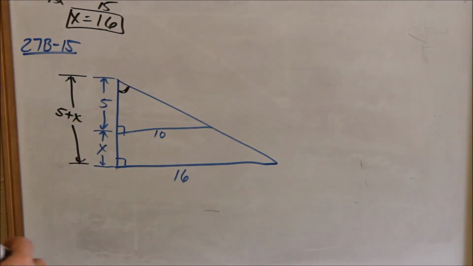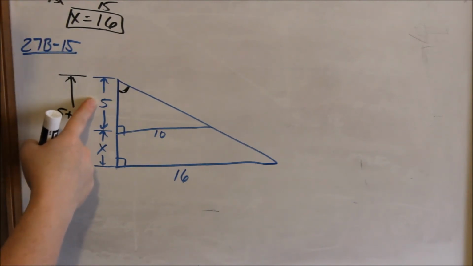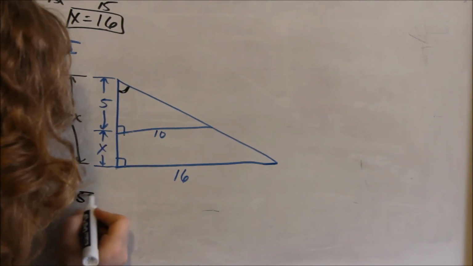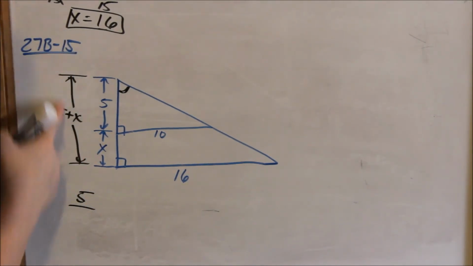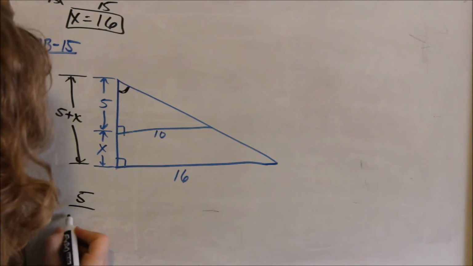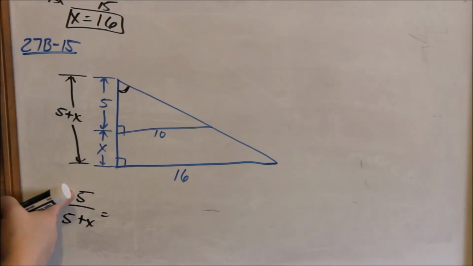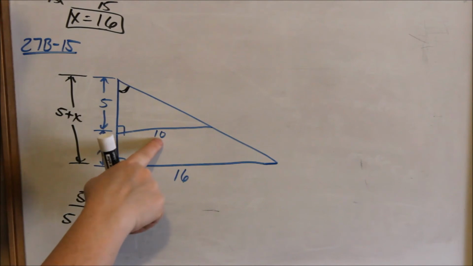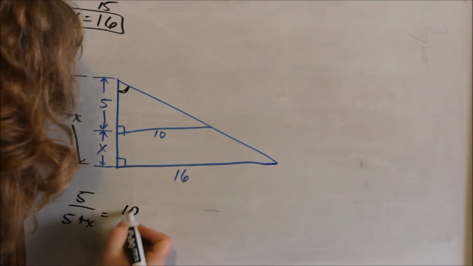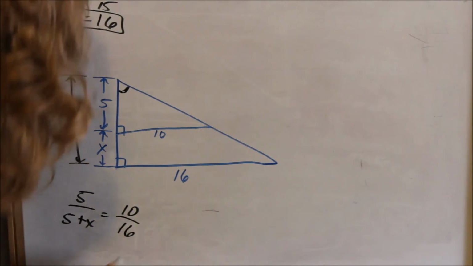So I set up a ratio of my small triangle. I'm going to start with my small triangle of 5, so that this side is similar to the whole long side of my large triangle. So it'll be 5 over 5 plus x. If I start with my small triangle in the numerator for the first one, I've got to start with the small triangle on the other fraction. So that would be 10 is similar to this side down here.